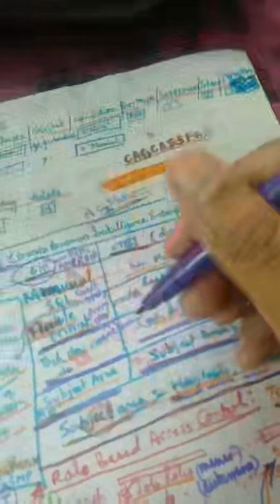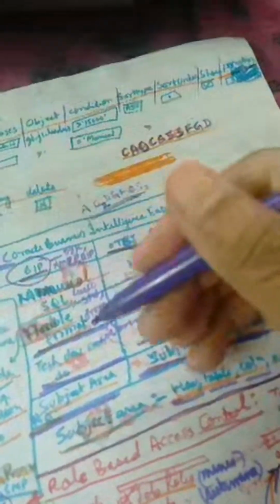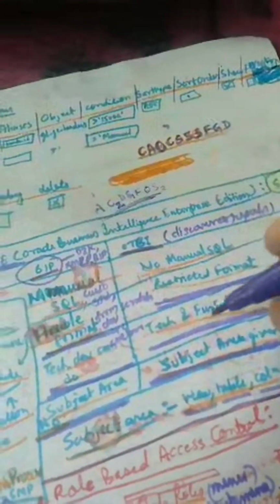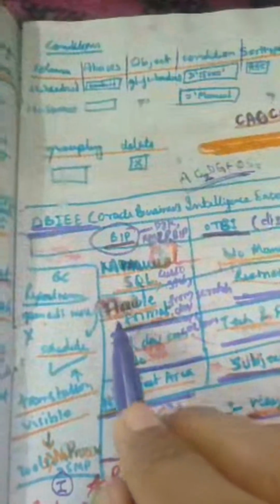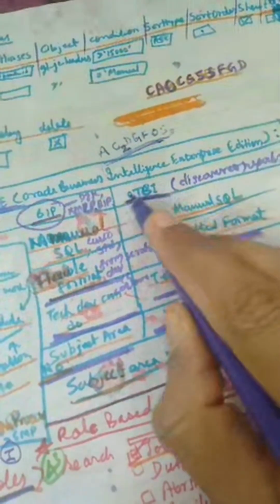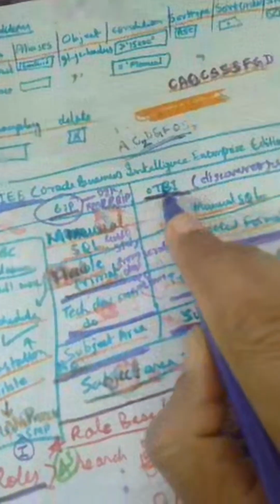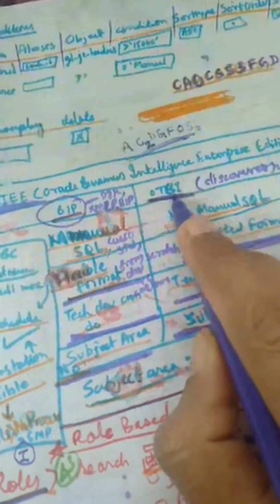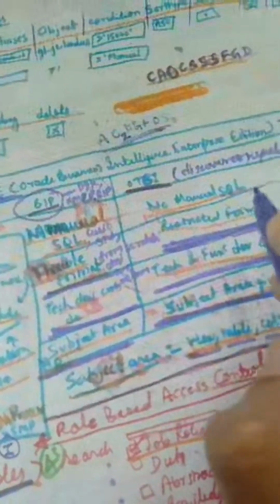There is no customizing the standard reports. That's why here it has a restricted format and this has a flexible format, because, as the name says, it is Oracle Transactional Business Intelligence. So I'm dealing here with the transactional data or the real-time data.